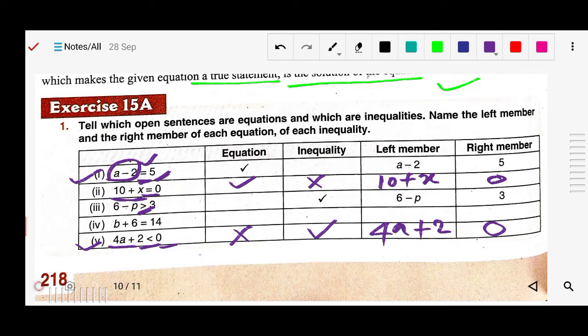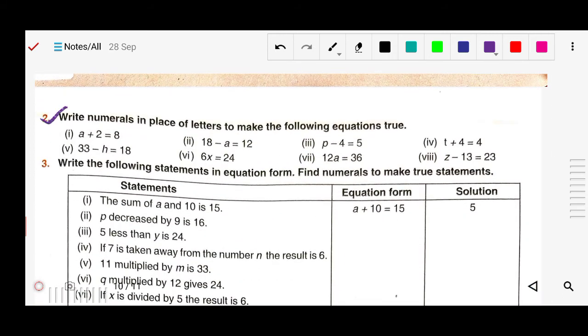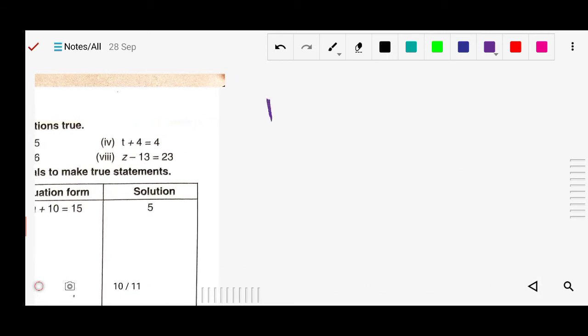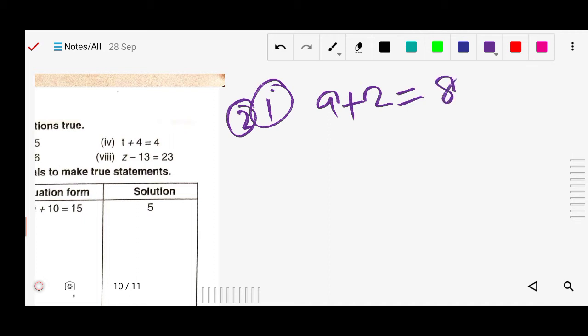Okay, now next, question number 2. Write numerals in place of letters to make the following equations true. Means we have to find the value of the variables. Very simple. So the first one: a plus 2 equals 8. Let's solve this one. We have to find the value of this variable a. So how will you solve?